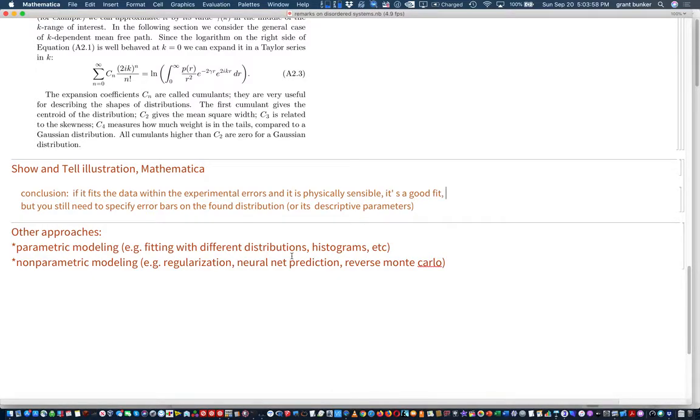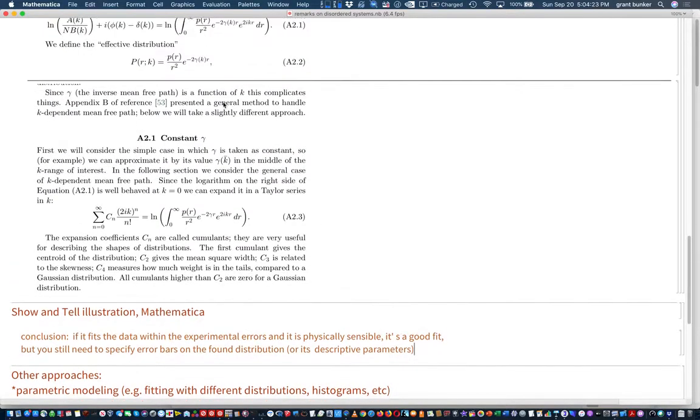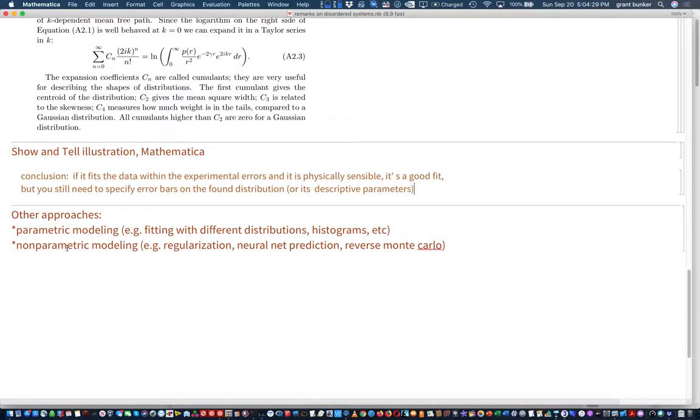Okay. All right. So there are other approaches to this. This is basically a form of parametric modeling where you fit with different distributions. And I think using programs like Matt Newville's Larch, this should be fairly straightforward to do. I'd use Mathematica because I've been using it for 30 years or something, and it certainly made working out the equations easier in recent years. I did the original stuff by hand. But you can fit with different distributions, and if you get a good fit, it's a good fit. But you still have to generate the error bars.